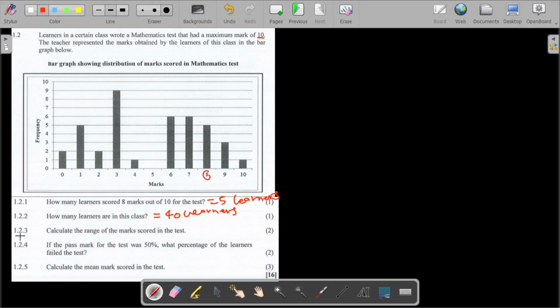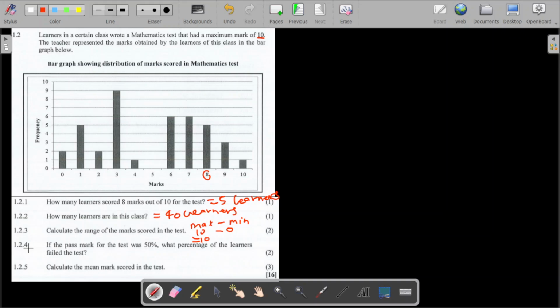Now, in 1.2.3, they're asking us to calculate the range of the marks scored in this class. Now, how do we calculate the range? Remember, the range is maximum minus minimum. This is how we calculate our range. So what is our maximum here? Maximum here is 10. And our minimum here is going to be 0. So 10 minus 0, the answer is going to be 10. That's going to be our range of the marks scored in this test.